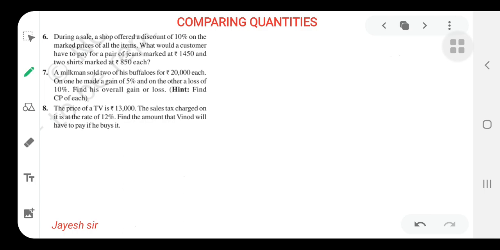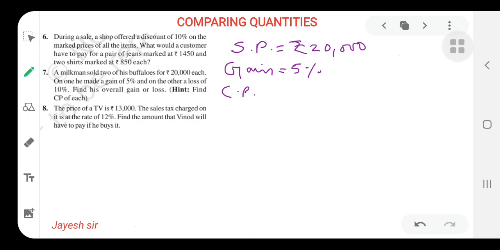So let us start solving the sum. What is the selling price? Selling price that is given to us is equal to rupees 20,000. That is the selling price. Now gain we are getting is 5%. That is the gain. Now cost price for buffalo 1. On the first buffalo we have gained something, then on the other the loss that we have got is 10%.